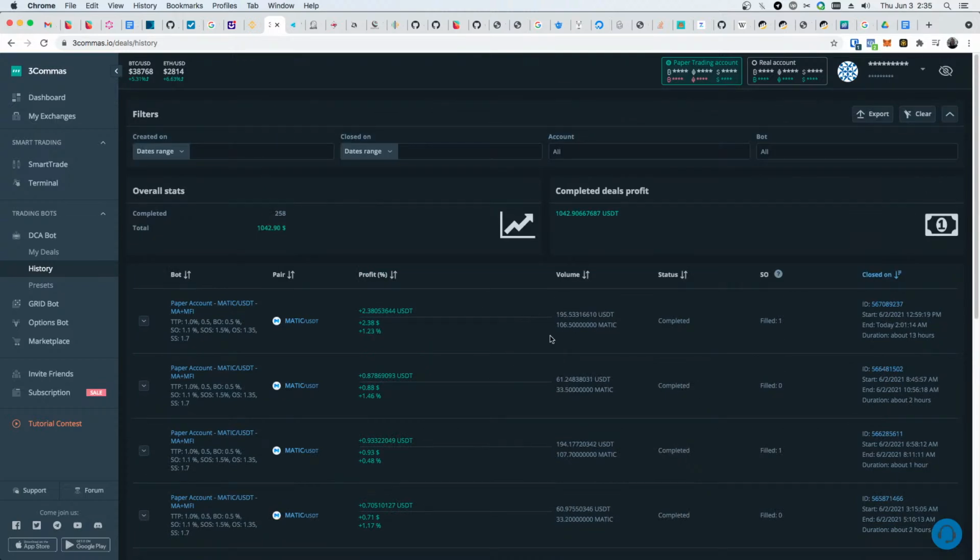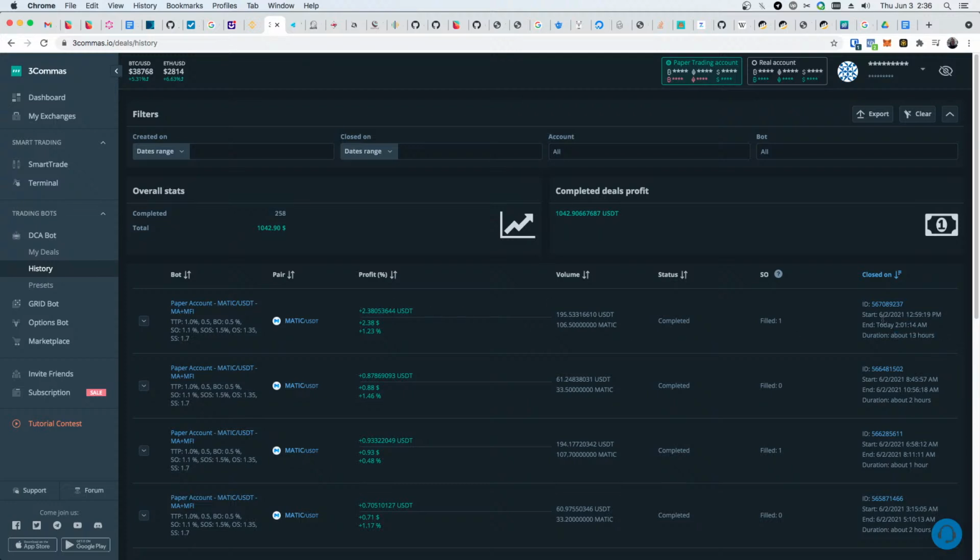You can see this one took 195 USDT and came out with $2.38 of profit, or 1.23%. And it took 13 hours for that trade to complete. When I realized the other day that this was taking so long, I shut the bot off. Even though it was a paper trading account, I shut the bot off this morning or last night, whenever this was, just because 13 hours is insane for one trade.